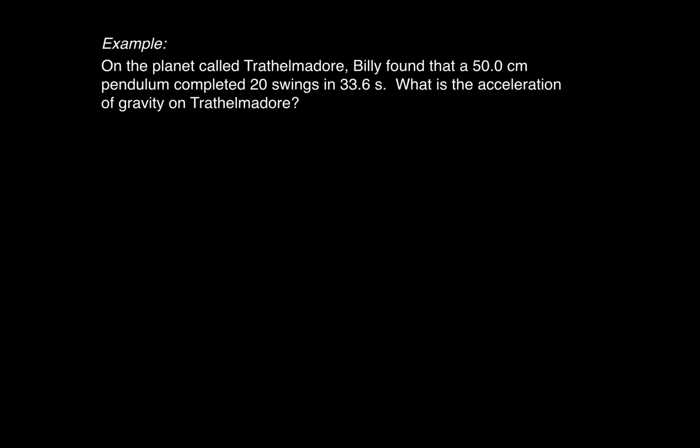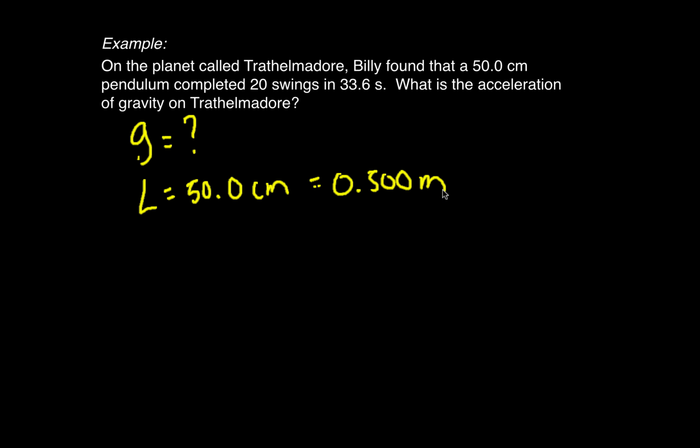Final example. On a planet called Trathalamore, Billy found a 50-centimeter pendulum completed 20 swings in 33.6 seconds. What is the acceleration of gravity on Trathalamore? Ignoring the fact that Billy traveled all that way through space to conduct a pendulum experiment, we're going to calculate g on this planet. The length of the pendulum is 50 centimeters, which is 0.5 meters.